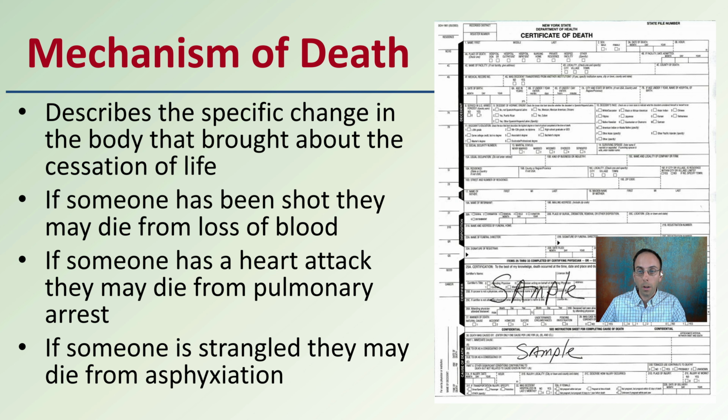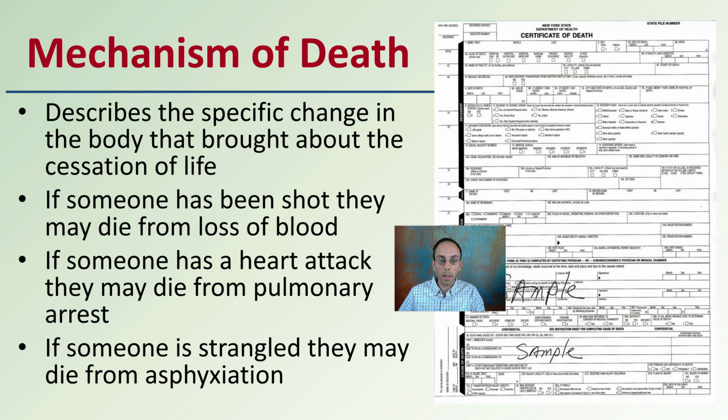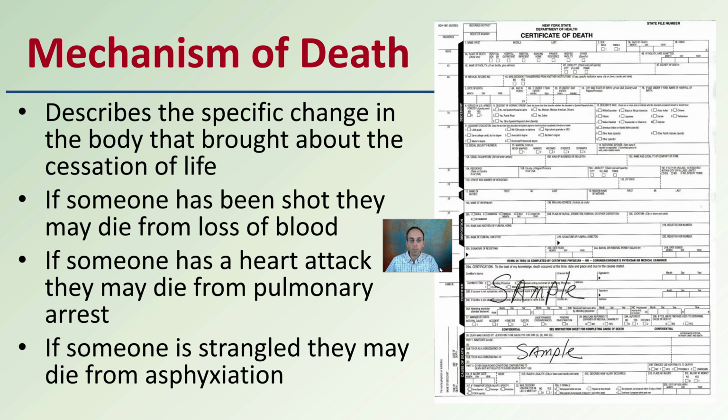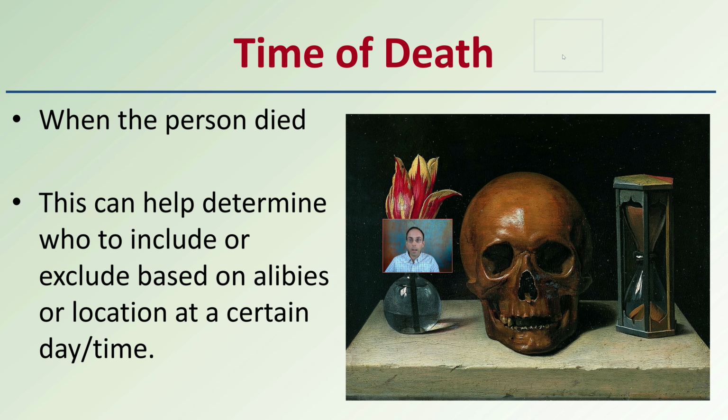Then we get to the mechanism of death. Here we're trying to describe the specific change in the body that brought about the cessation of life. What was the method by which that occurred? If someone has been shot, they may have died from loss of blood, for example. Someone who has a heart attack may die from pulmonary arrest. And if someone is strangled, they may die from asphyxiation. So this is the mechanism of death. And here's a sample death certificate, just so you can get an idea of what's included there.